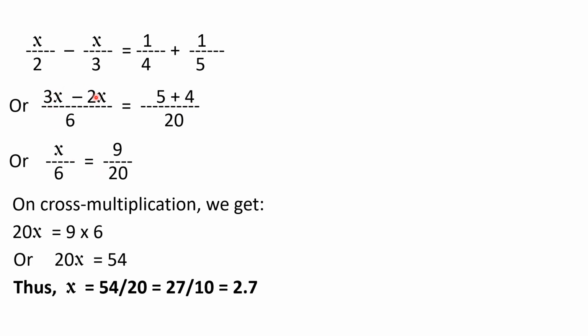So 3x minus 2x, we get x divided by 6. 5 plus 4 is 9, so 9 by 20. On cross multiplication we get x into 20, 6 into 9. So 20x is equal to 9 into 6. 9 into 6 is 54. So 20x is equal to 54. x is equal to 54 upon 20. When you simplify it, you divide by 2. 2 is a common factor in both denominator and numerator. So here you get 27, here you get 10. So 27 by 10 is equal to 2.7. Same answer, but two different methods.